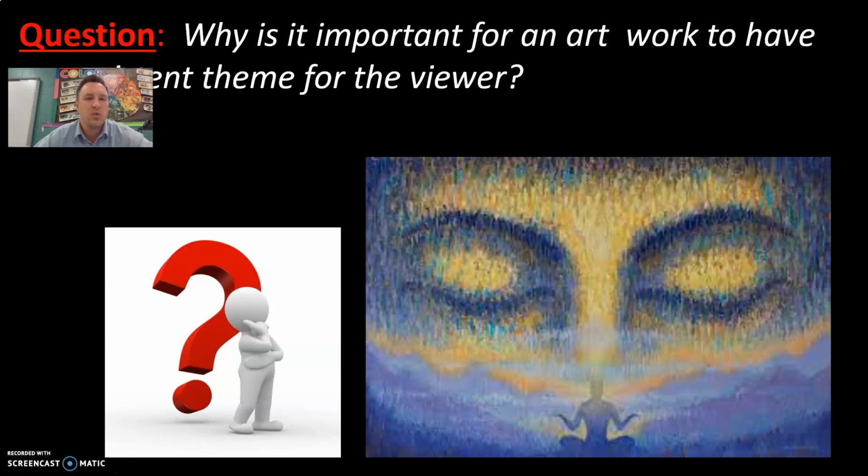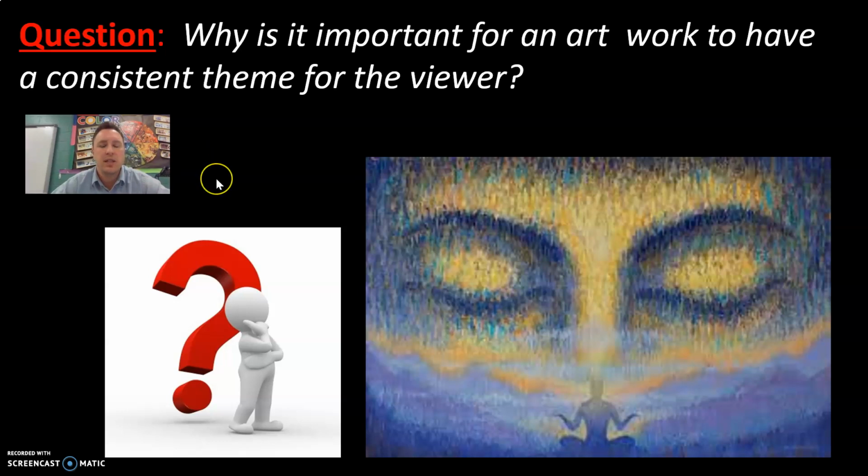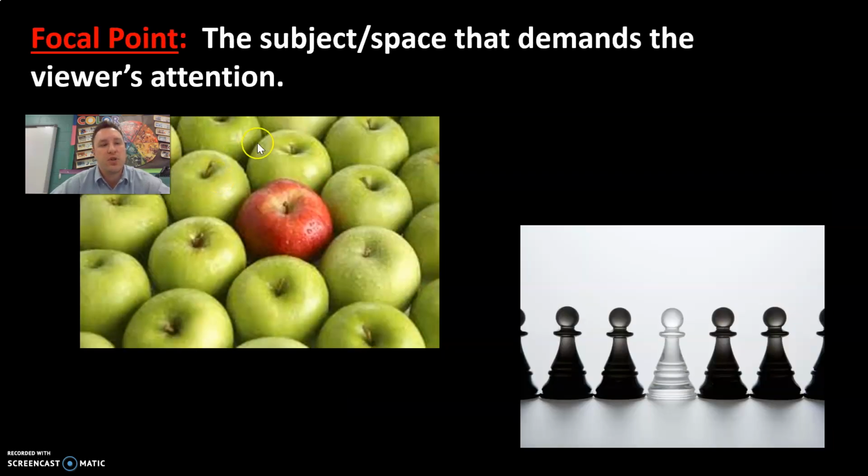And your question is, why is it important for artwork to have a consistent theme? You want a consistent theme for the viewer because if it's not consistent, the viewer is going to get confused and lost in regards to what narrative you're trying to tell.